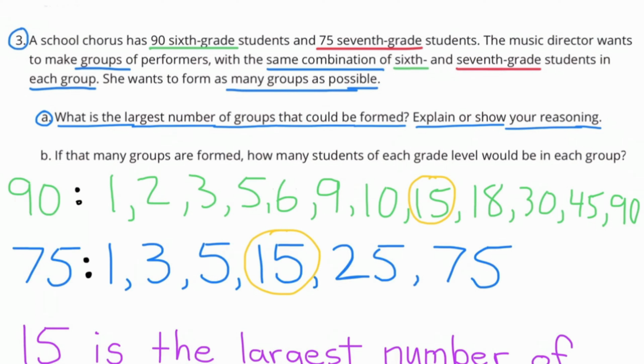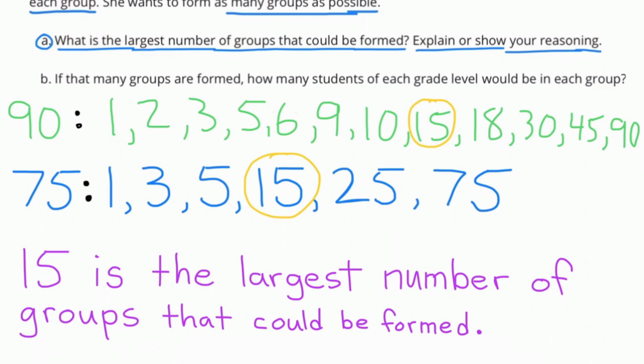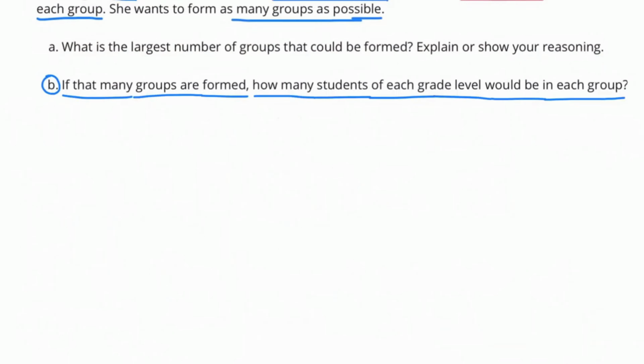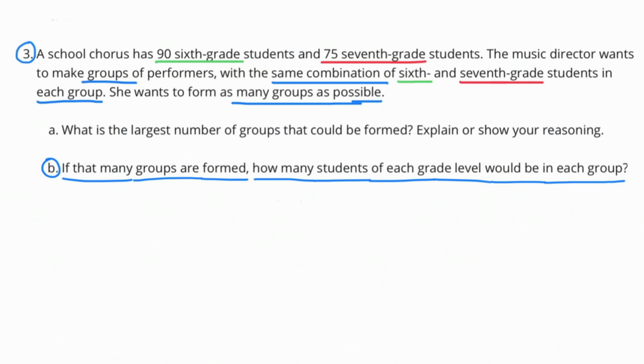The first thing I did was write down the factors of 90 and write down the factors of 75. Next, I looked for the greatest common factor, and the greatest common factor of 90 and 75 is 15. 15 is the largest number of groups that could be formed. B. If that many groups are formed, how many students of each grade level would be in each group?